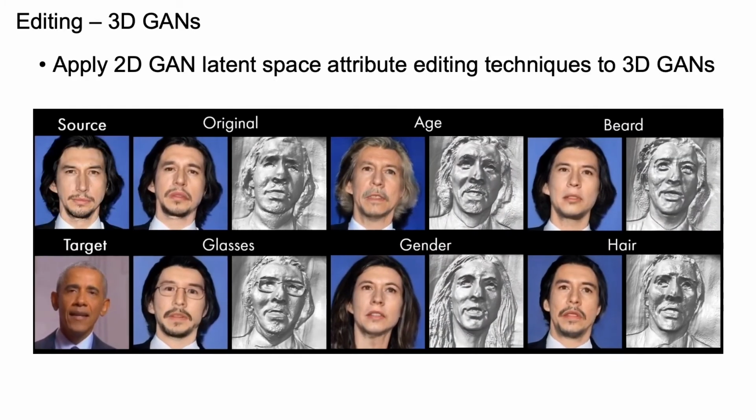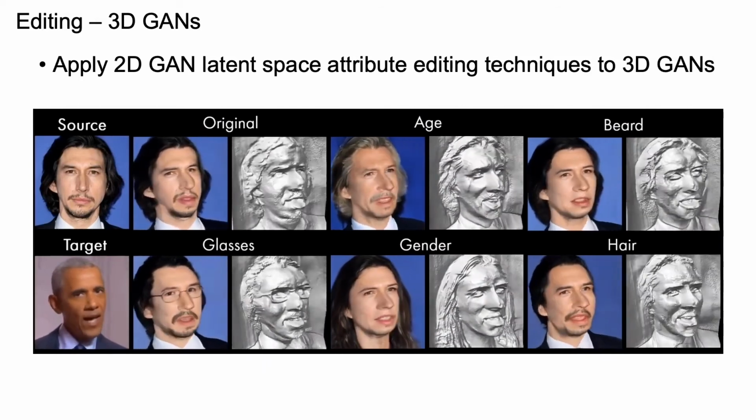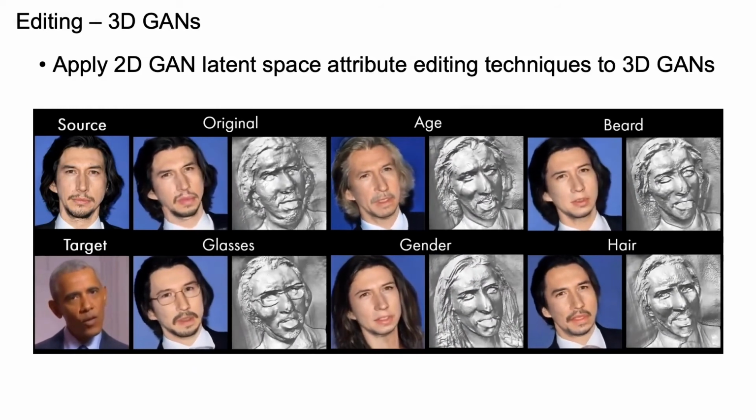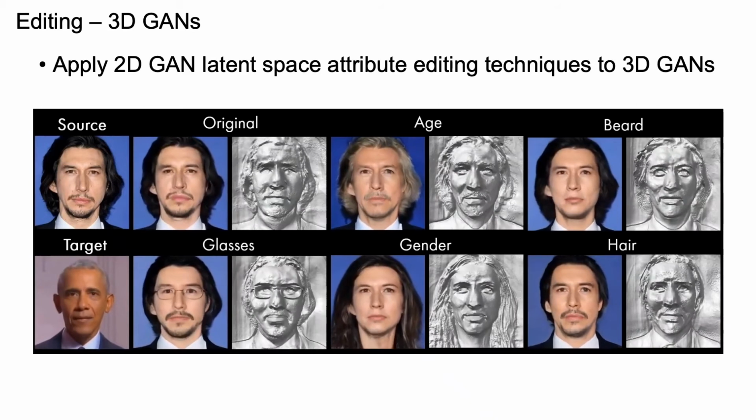Although the latent space of a 3D GAN is more complex in that it must also encode geometry, latent space attribute editing techniques for 2D GANs, such as StyleFlow, can be naturally applied to 3D GANs as well.